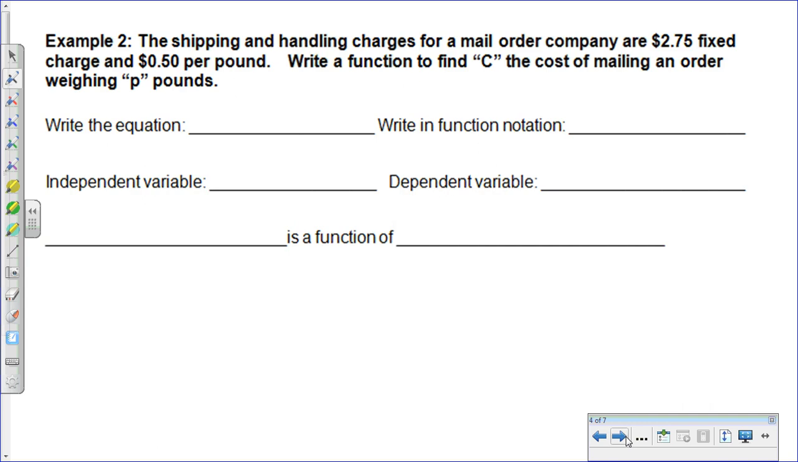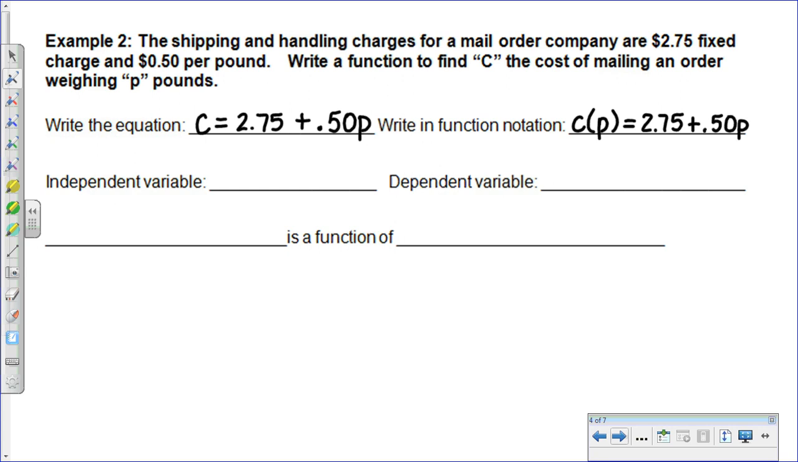Let's try another example. The shipping and handling charges for a mail order company are $2.75 fixed charge and 50 cents per pound. Write a function to find C, the cost of mailing an order weighing P pounds. Since they want a function to find C, let's start with C equals. It costs $2.75 no matter what, and 50 cents per pound. So we'll add on 0.50 times P. In function notation, we're simply going to replace the C with C of P, and the rest of the equation stays the same.